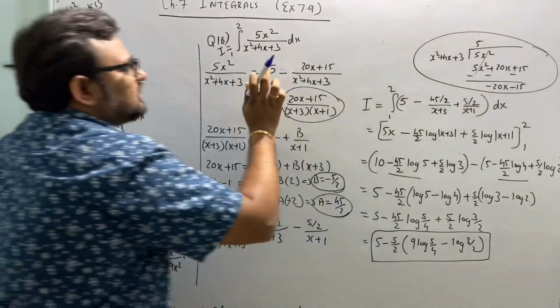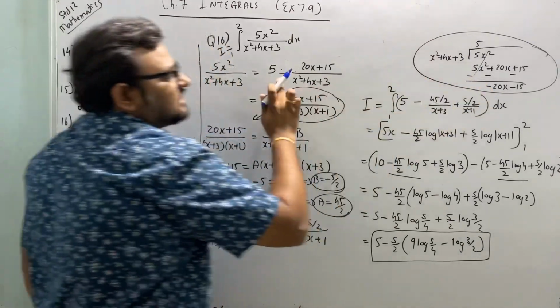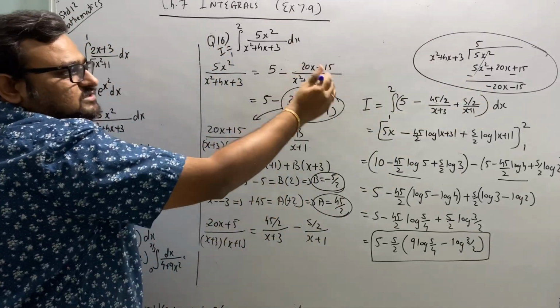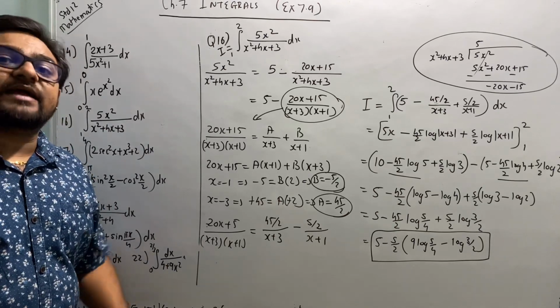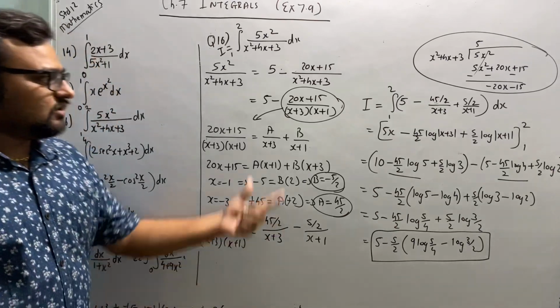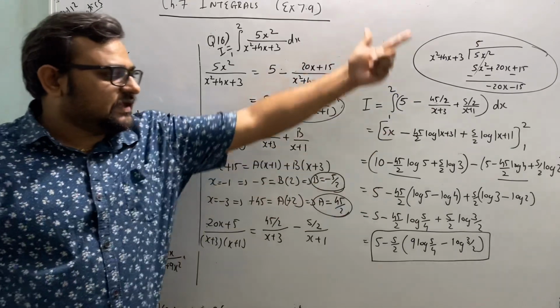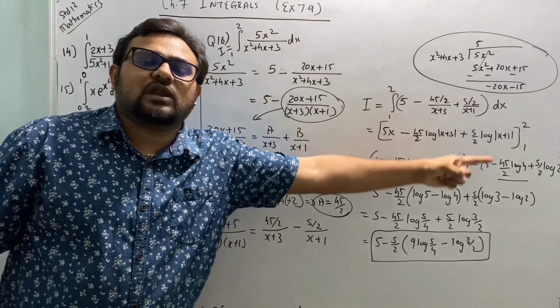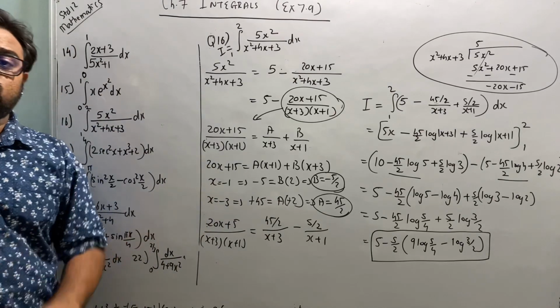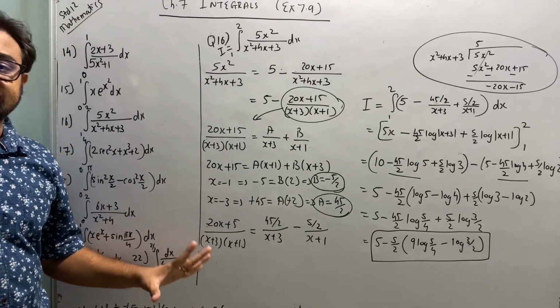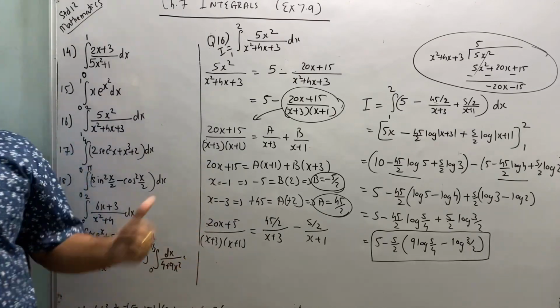Okay, the quotient was 5, so it's 5 minus, I have taken minus common, so it's plus. Now this I have used a plus b, integration by partial fraction. I put the value of a and b and then I have integrated and put the lower limit and upper limit. Clear? So just go through this question. This question can be asked in 4 marks. So go through this question.